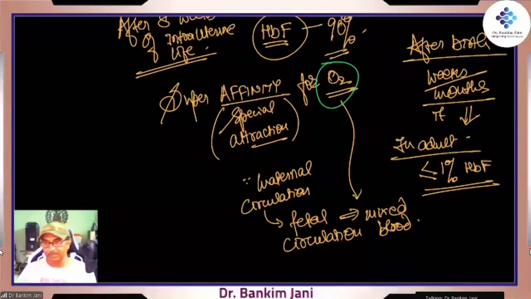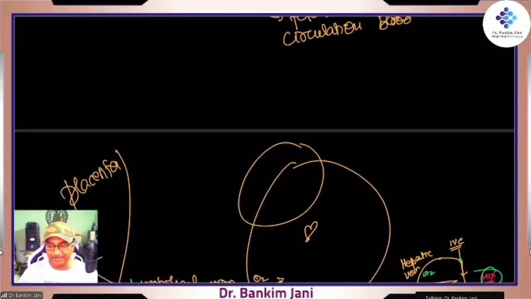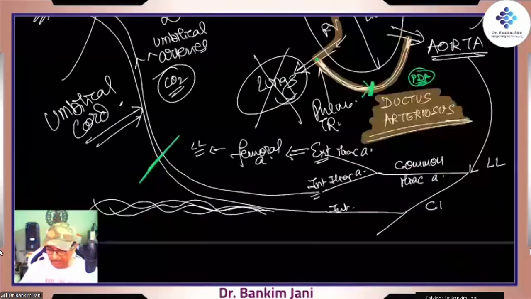PDA is closed. We should not use the word PDA. PDA stands for patent. Patent means something which is always remaining. Patent ductus arteriosus: this ductus arteriosus, if it remains open, is called patent. Otherwise, it is not patent. It is closed. It is fibrosed.